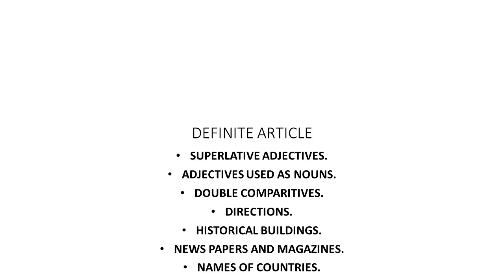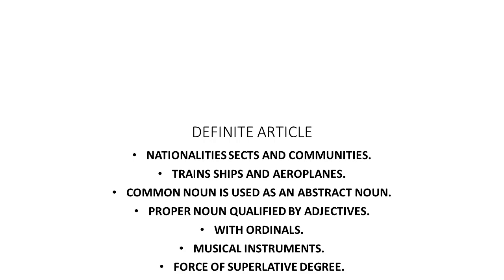Next, trains, ships and aeroplanes. The is also used with the names of trains, ships and aeroplanes. For example, the Victoria. Musical instruments. The is also used with the names of musical instruments, for example, the violin, the guitar, the sitar. Common noun used as abstract noun. The is also used with a common noun used as an abstract noun. For example, the mother in her took pity on the child. The poet in him started talking.